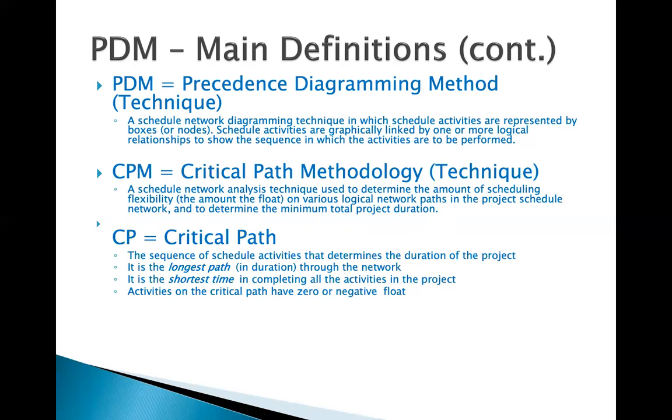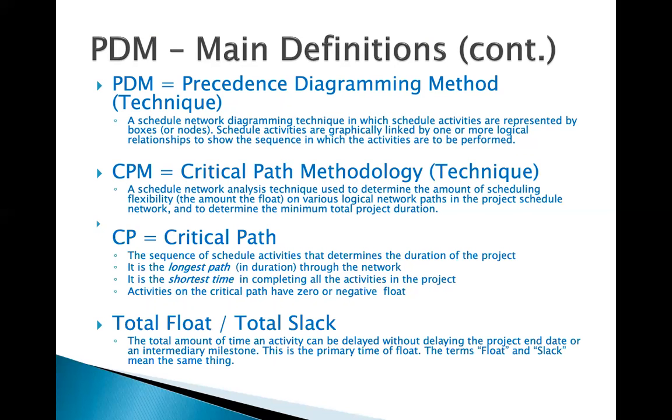So by definition, the critical path is the longest path through the network. Also, it is the shortest time in completing all the activities in the project. So it's not a contradiction. It's the longest path. However, it's the shortest time that you can complete all the activities in the project. And I have to demonstrate that to you with this beautiful example that I have for you today.